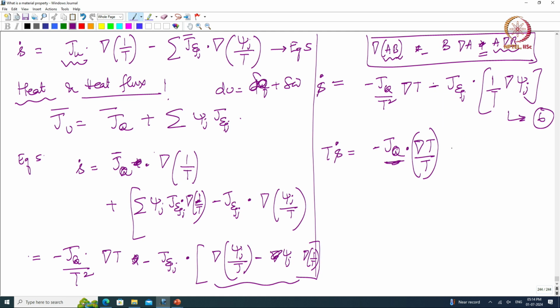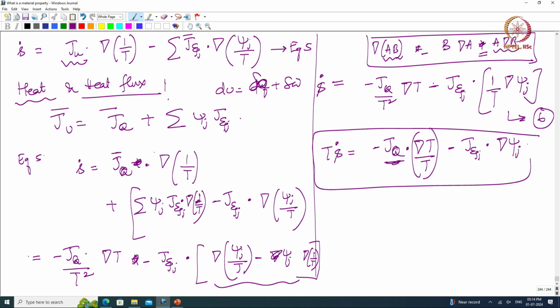No, it's fine, it's all minus, that is okay. So, j epsilon j, this time what I have is just del psi j, okay. So, let us stare at this equation, right. This is the equation of interest for me, this is 7, okay. All right. Now, what is this?